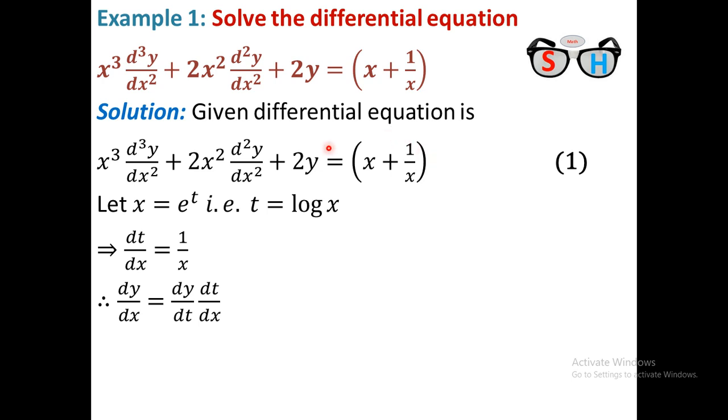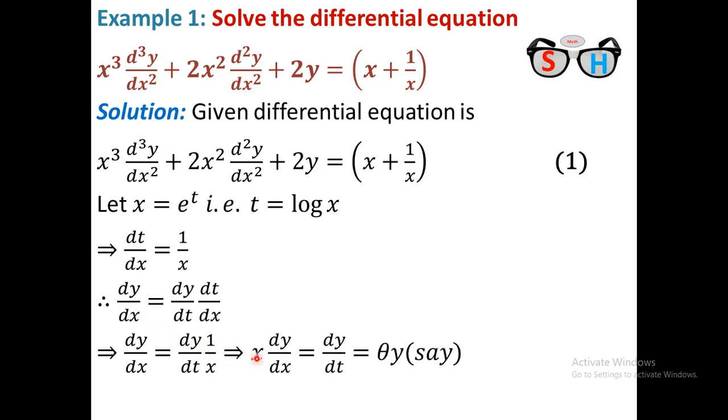So dt/dx here is 1/x, therefore x dy/dx will be dy/dt. Okay, 1/x and dy/dt, therefore x into dy/dx will be dy/dt. Here I introduce a new operator theta, theta stands for d/dt, therefore dy/dt will be theta of y, therefore x dy/dx equal to theta of y. I use the result x dy/dx equal to theta of y, where theta stands for that.